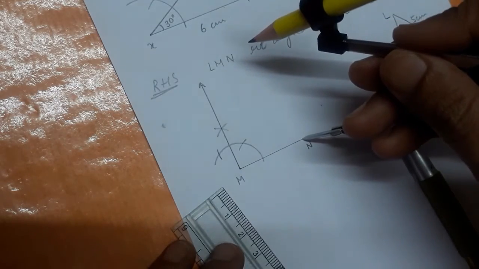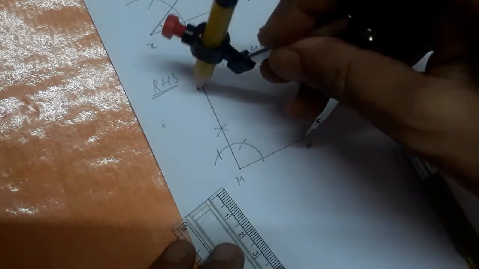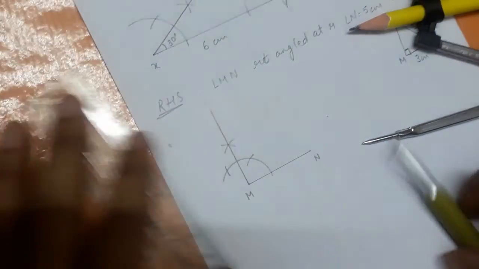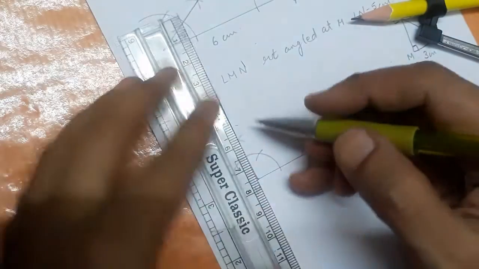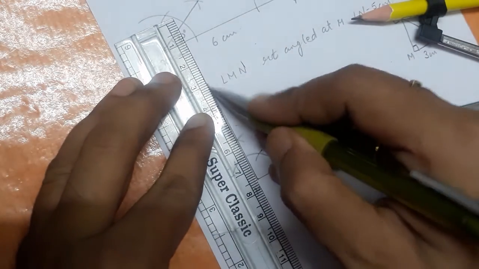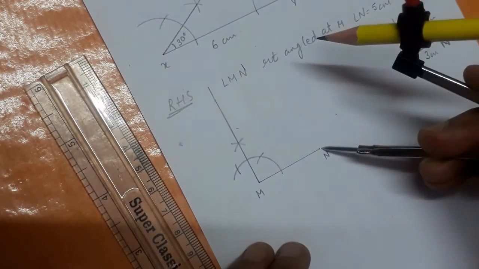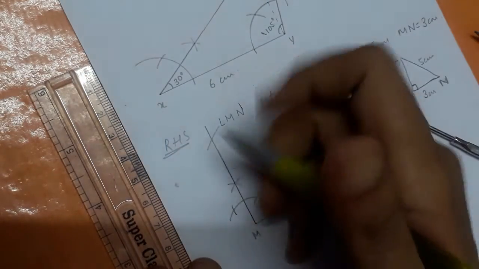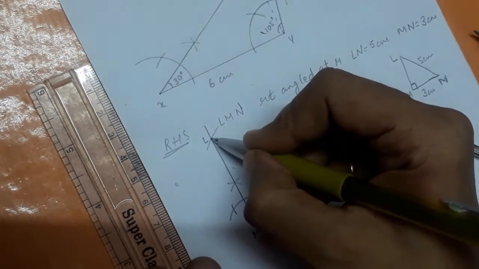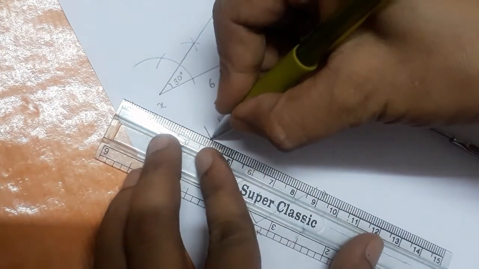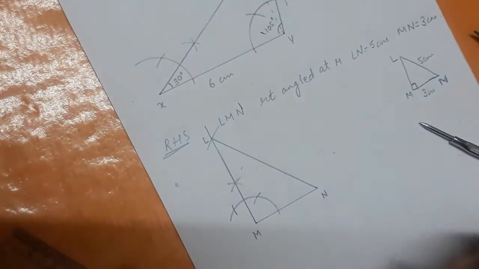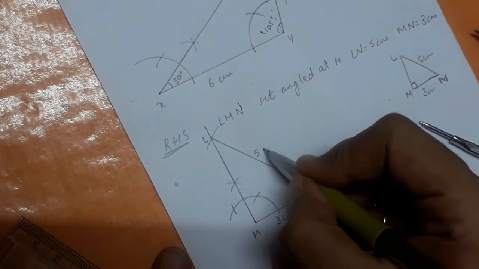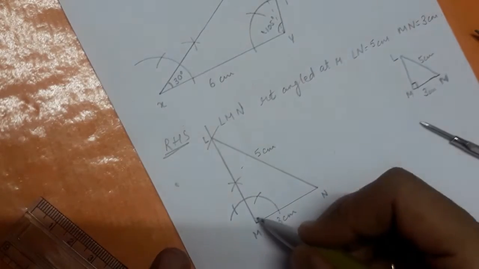let us cut an arc. Let's see, we need to extend the line. Yes, we need to extend this line. So let us extend it. So what is this point? L. We have got the point L. Now we join it to N. We have got the triangle LMN, where MN is equal to 3 centimeter, LN is 5 centimeter, and this is a 90 degree angle.